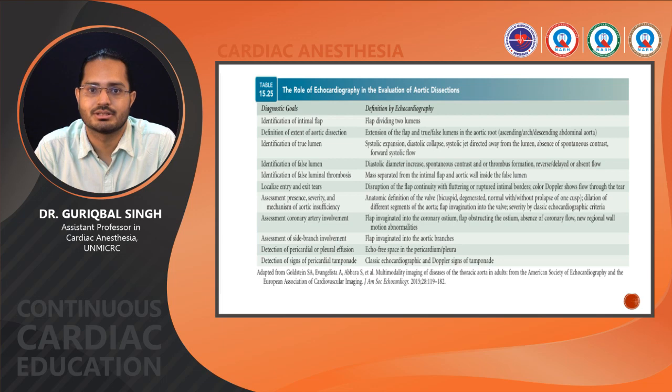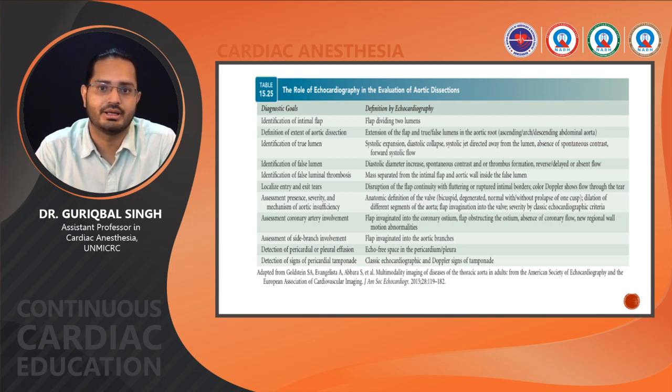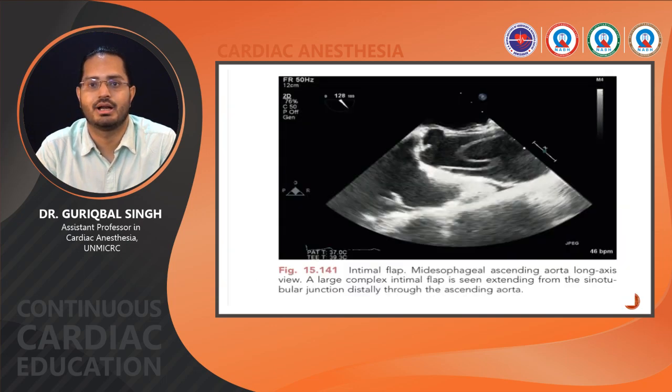We should assess coronary artery and involvement, if it is going into coronary ostium and obstructing the ostium, if there is an absence of coronary flow or new RWMA, if there is any side branch involvement. Pleural and pericardial effusion we should identify, and any signs of pericardial tamponade.